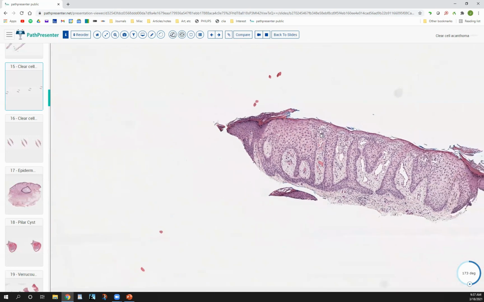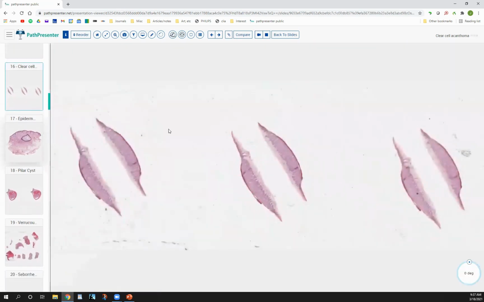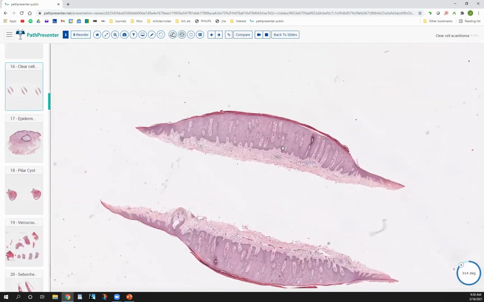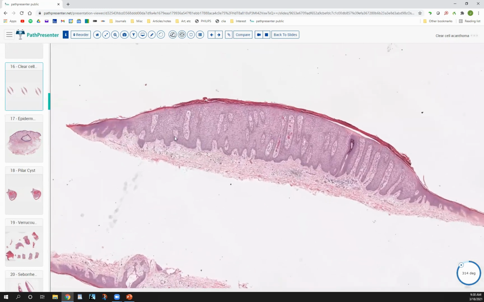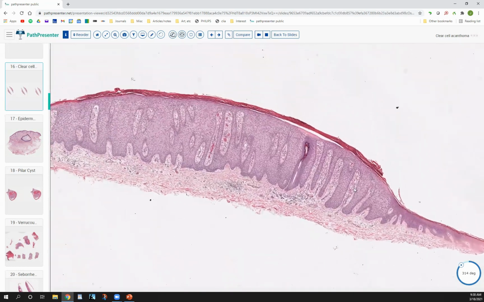You probably know by this time. Not an uncommon thing, often on the legs of patients, and you can actually have multiple of these. Most of the time we see them solitary, but if you get the requisition and it says multiple lesions, that's still okay for clear cell acanthoma.